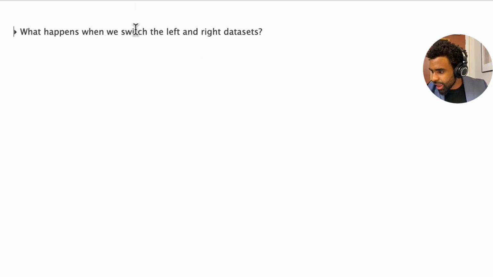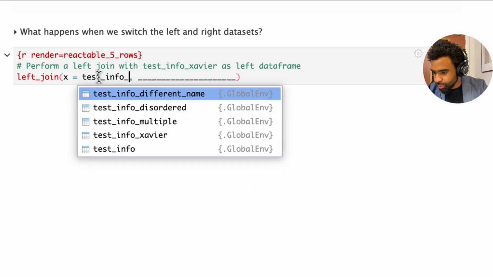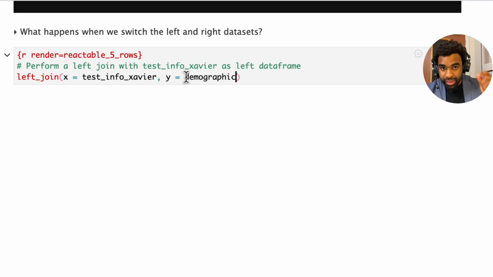Now let's consider what happens when we switch the left and the right datasets in left join. Okay, so now we're going to perform a left join with test info Xavier as the left data frame. So left join X equals, instead of demographic, now we have test info Xavier, and for the Y dataset we have Y equals demographic. And now take a second to think about what's going to happen when we run this line of code. Is Charlie going to be kept in the output, or is Xavier going to be kept in the output?